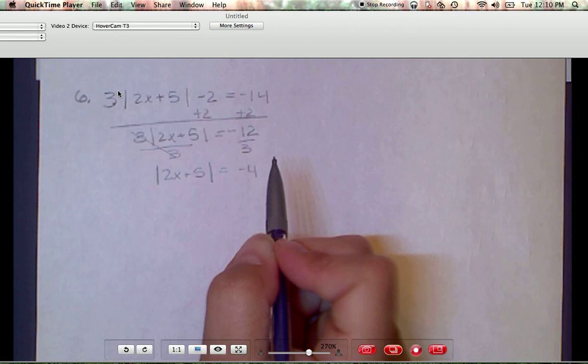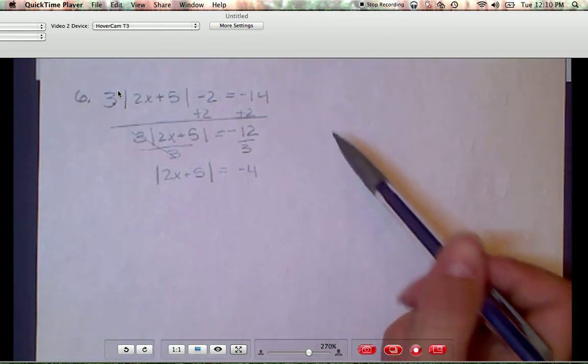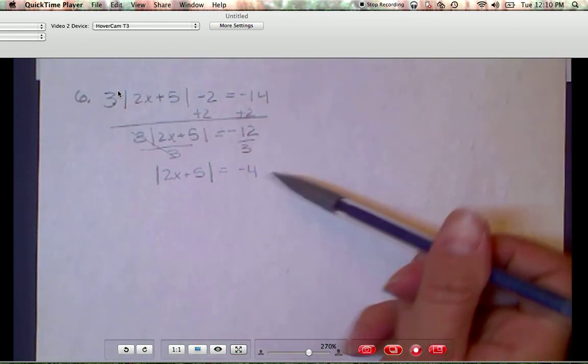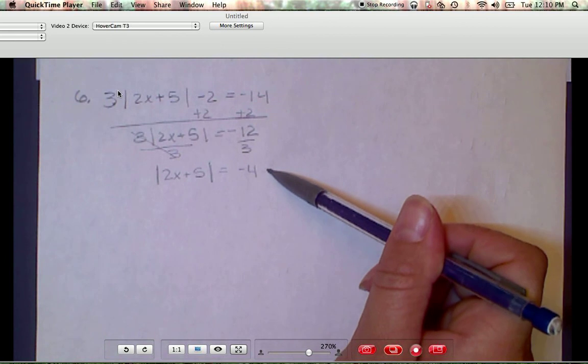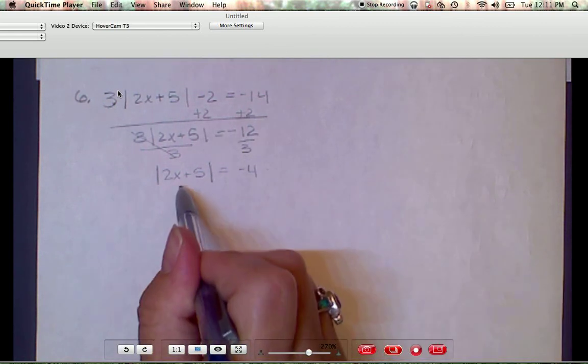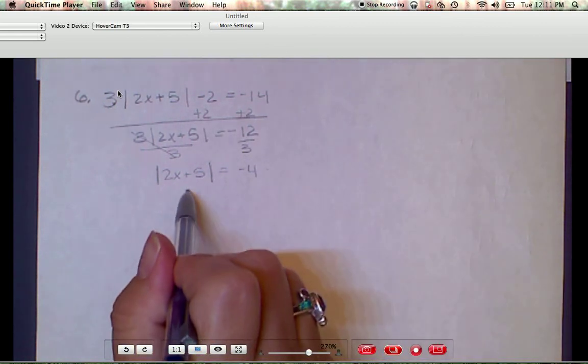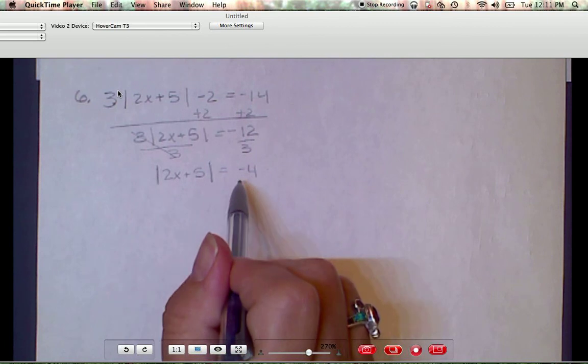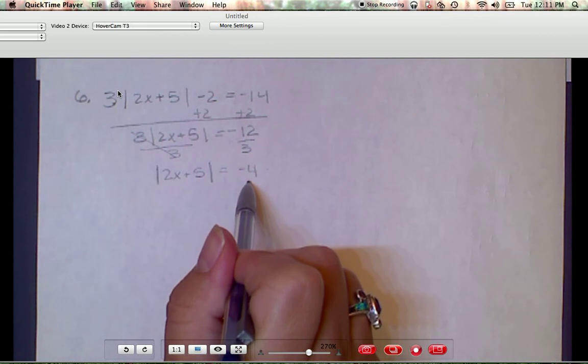Now here is where it's different from all the others. So whether you finish this problem or not, look at this step right here. How is this different from all of the other problems? We've got an absolute value on the left side and it's isolated. But what do we have on the right side? We've got a negative number.